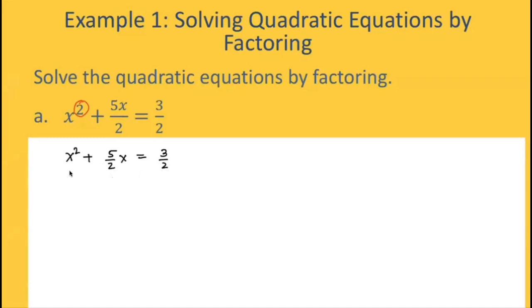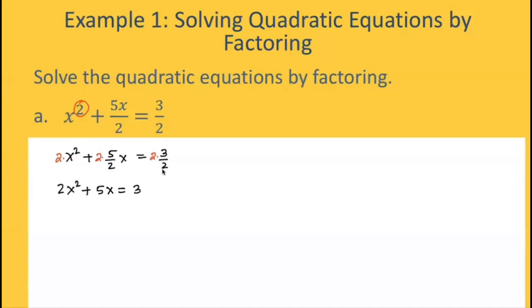So the LCD will also be 2. Multiply each term by 2: the first one, the second one, and the third one, so you multiply throughout by 2. What I get here is 2x squared, then plus, look at the second one, 2 times 5 is 10, divided by 2, that's 5x, equal to 2 times 3 is 6, divided by 2, that is 3.